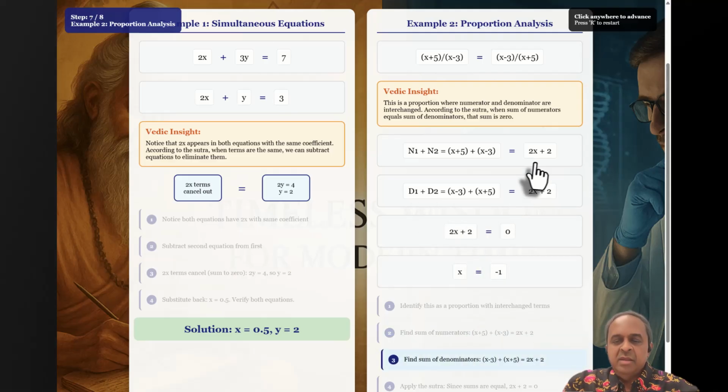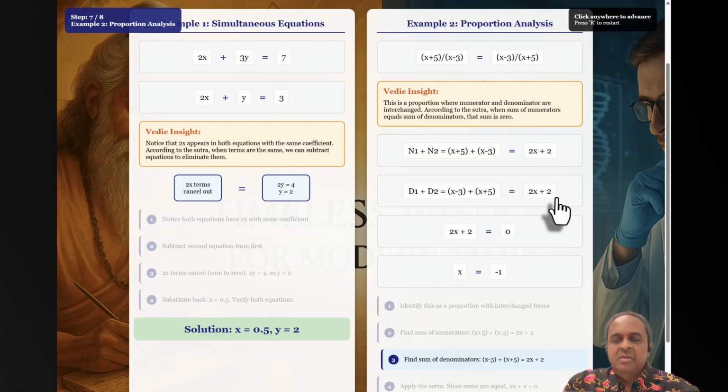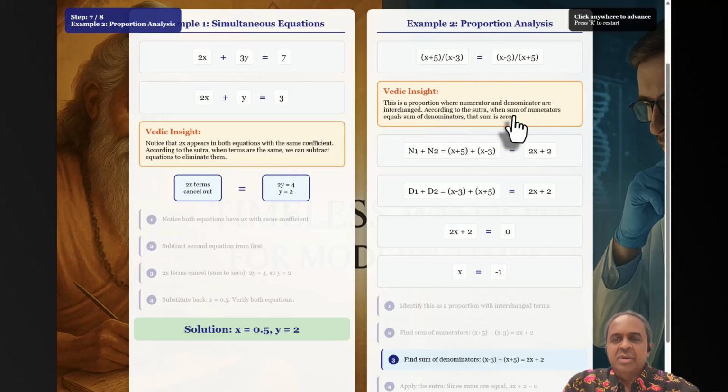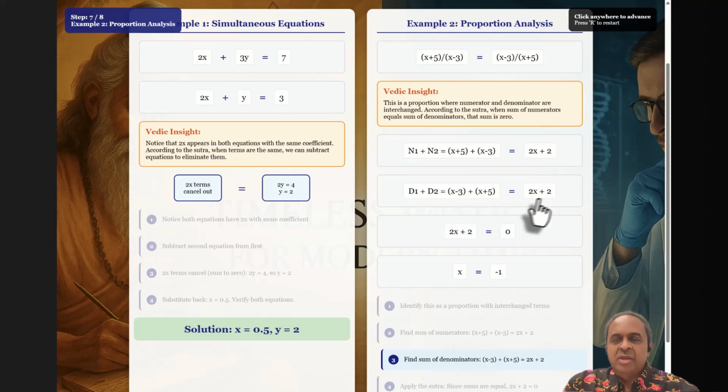And then the sum of the denominators, that is x minus 3 plus x plus 5. Again, it's 2x plus 2. So when the sum of the numerators and the sum of the denominators are the same, as you see here, then that sum is zero.